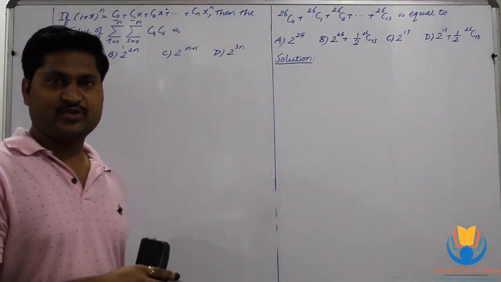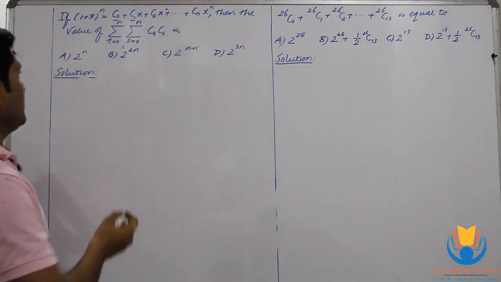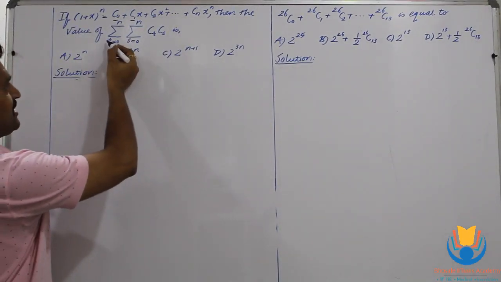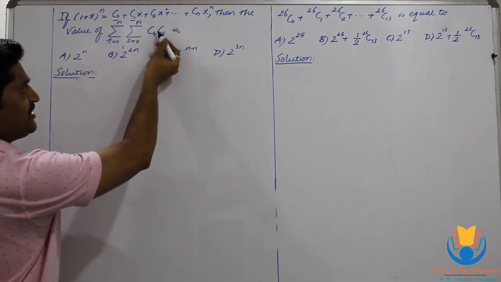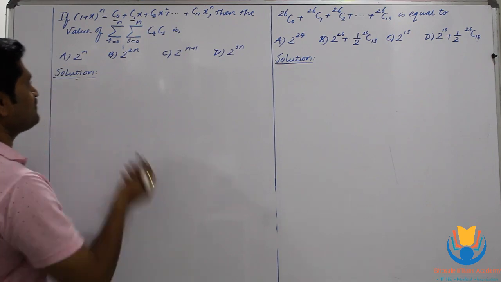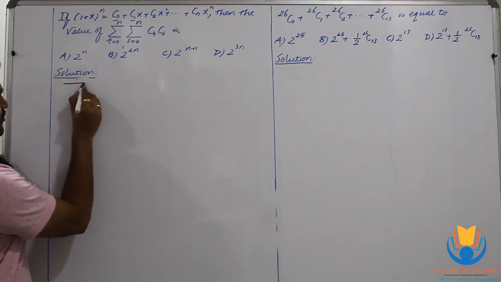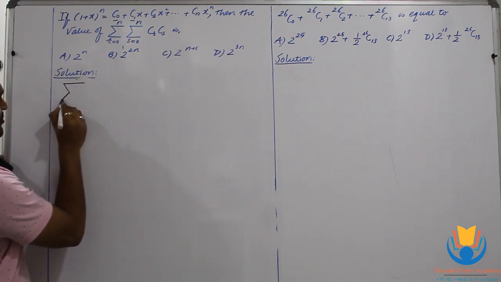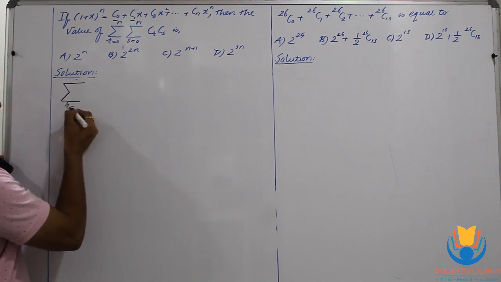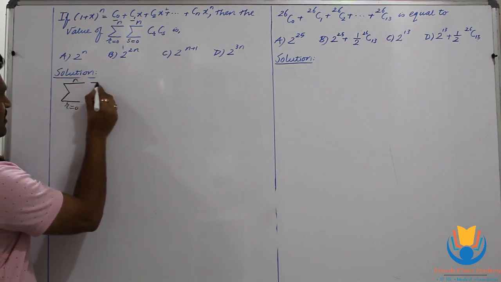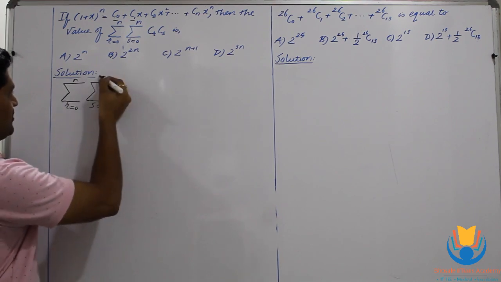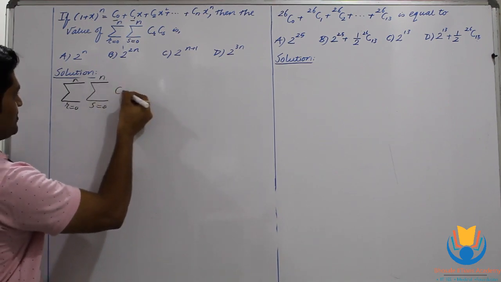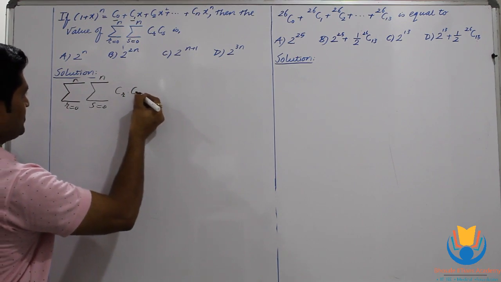Let's start these two MCQs. Here in the first, we have to find the value of summation r is from 0 to n, summation s is from 0 to n of Cr into Cs from the options. So let's copy the same to simplify it. In the solution, summation r is from 0 to n, summation s is from 0 to n, of Cr into Cs.